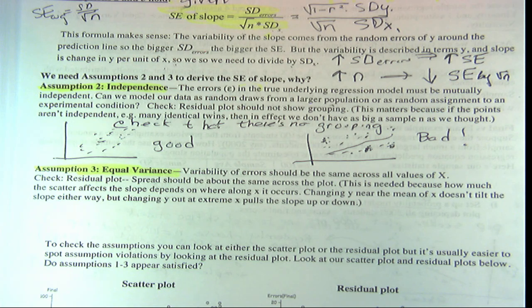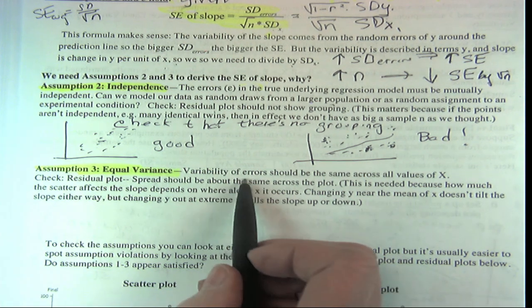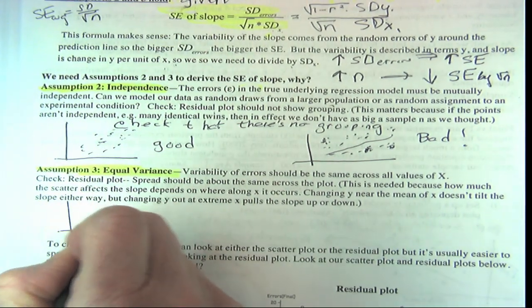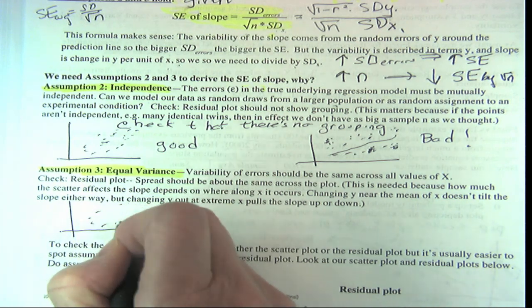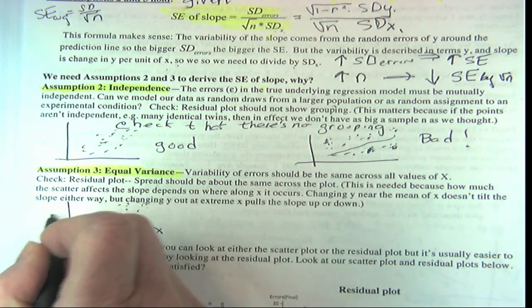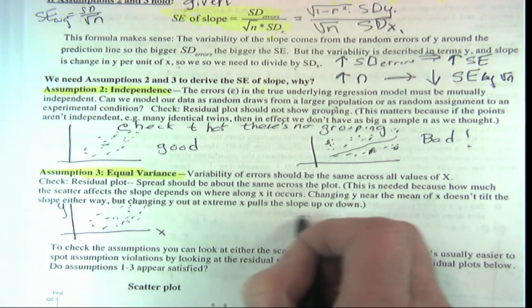You don't want something like that. All right, now equal variability. Okay, what's that? So here, I'm giving you the ideal plot. Equal variability across X. When wouldn't you have that?